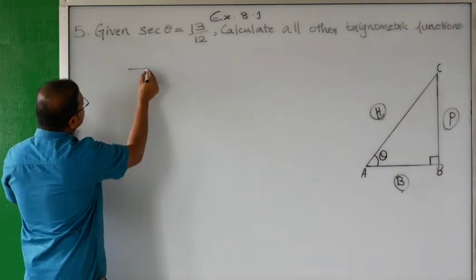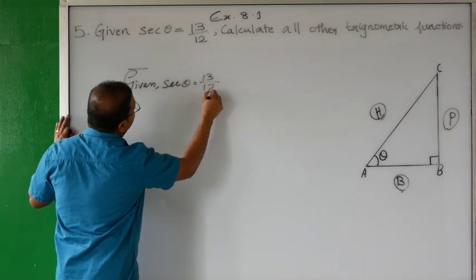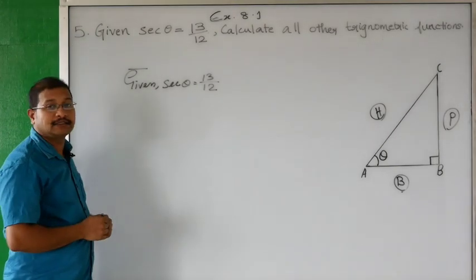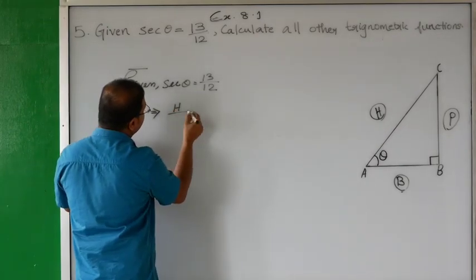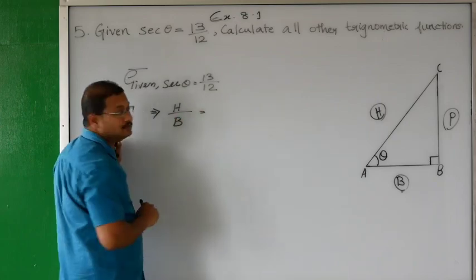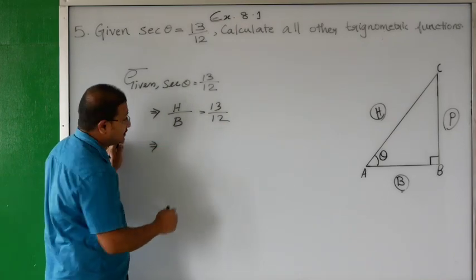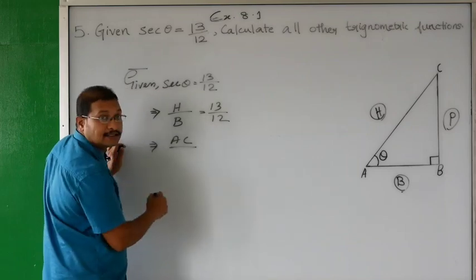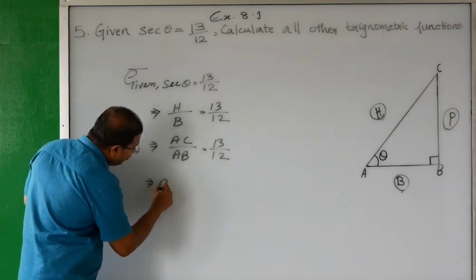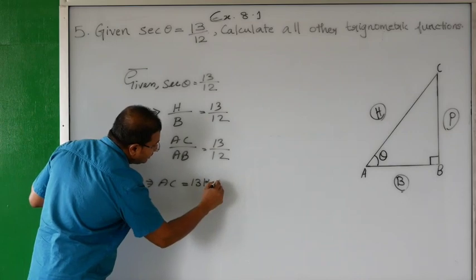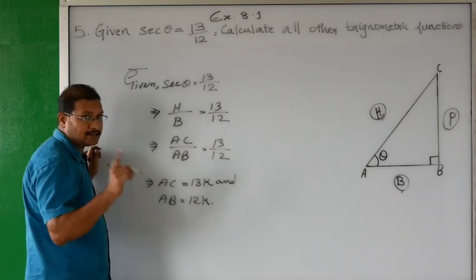Let's start the work now. It's already given, sec theta equals 13 by 12. But we know that sec theta is hypotenuse by base. That is 13 by 12. What is hypotenuse according to the diagram? AC. That means AC by base AB equals 13 by 12. That implies the value of AC equals 13k and AB equals 12k, where k is a constant.